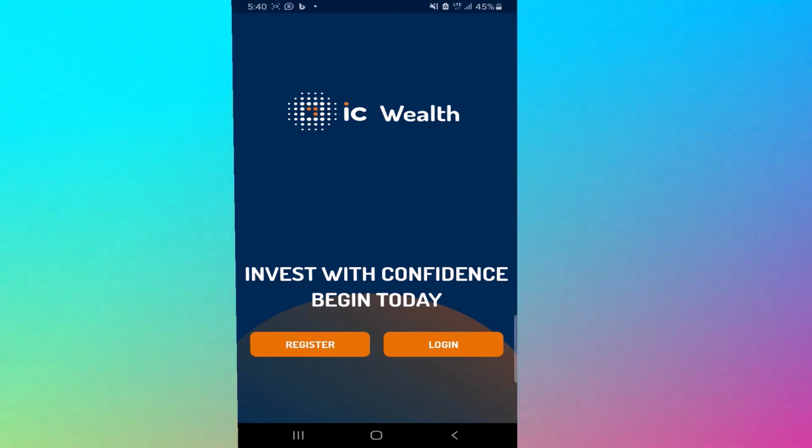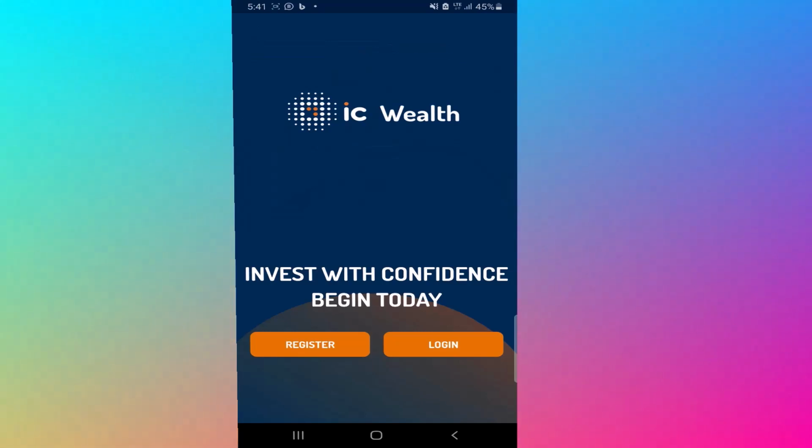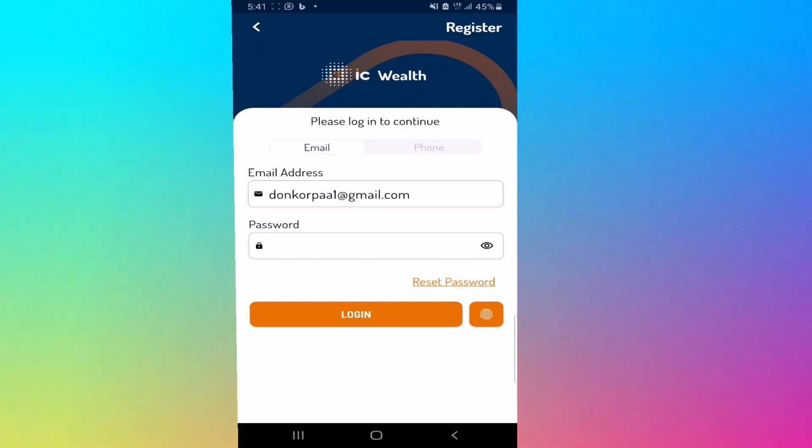We have the register option here. You enter your name, your email address and so on. Then you register and they will verify your account. I already have an account, so what I will do is just log into my account.